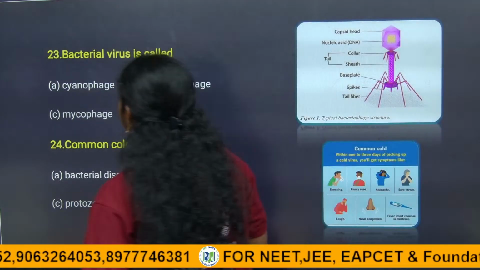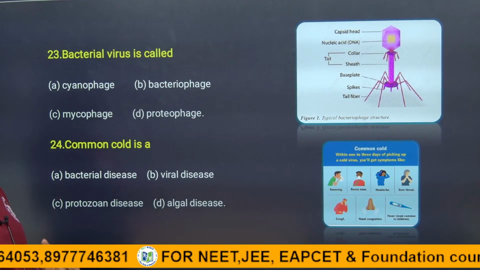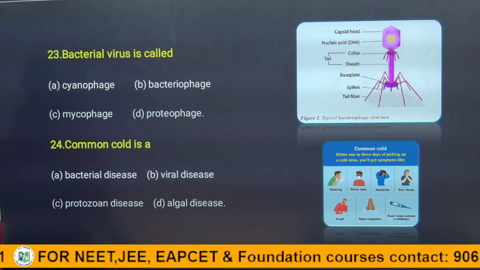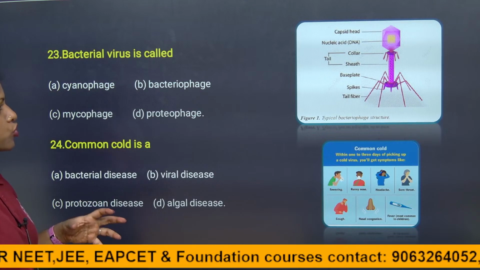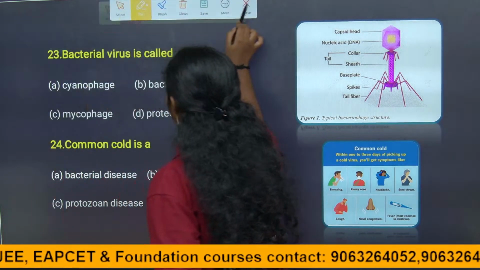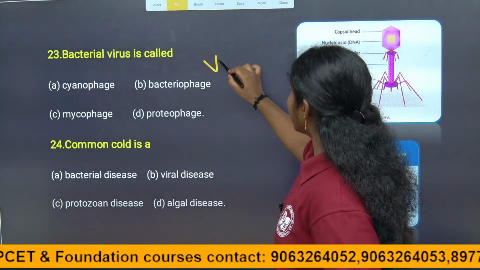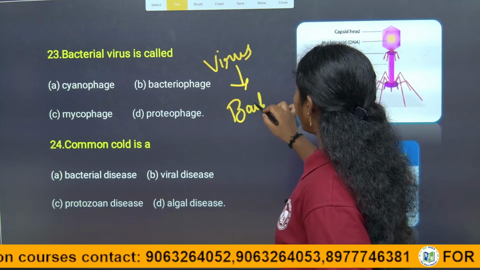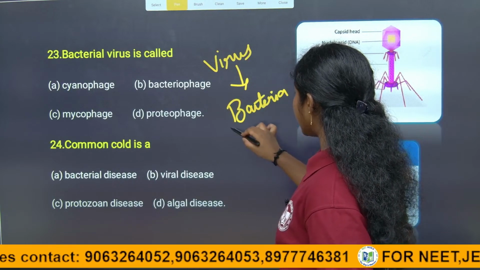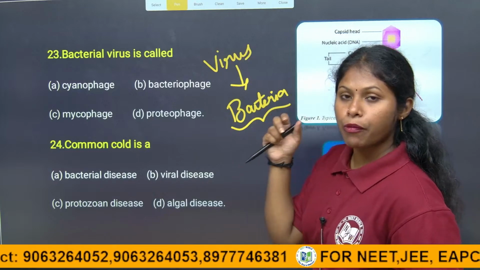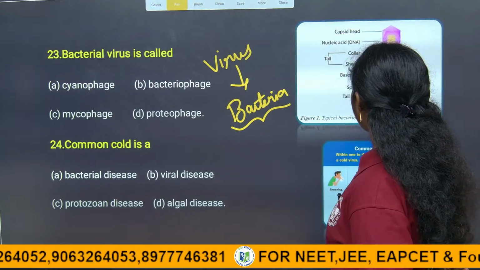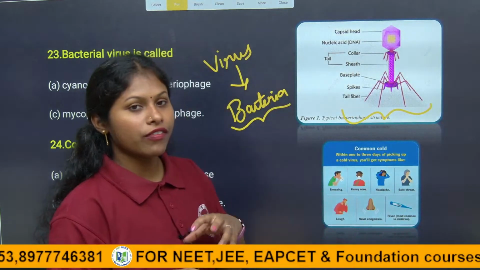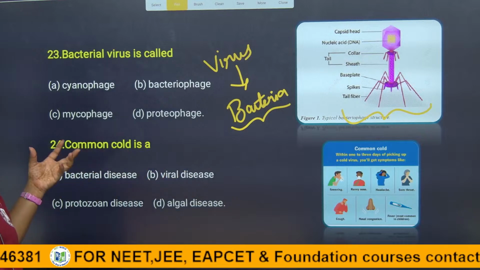Coming to the next question, children. Here they are asking what the bacterial virus is called. Most of the viruses attack other organisms through bacteriophage only. So the virus which attacks the bacteria is called a bacteriophage. The virus will first attack the bacteria, then it is considered as a bacteriophage.